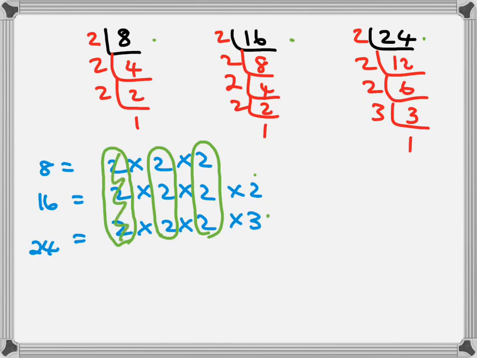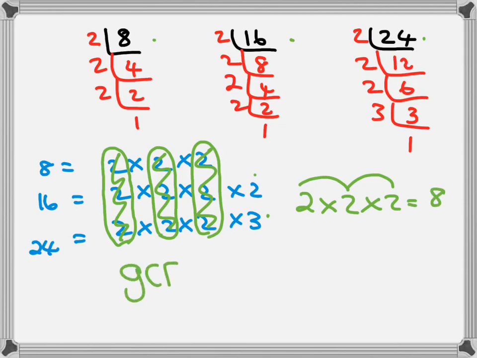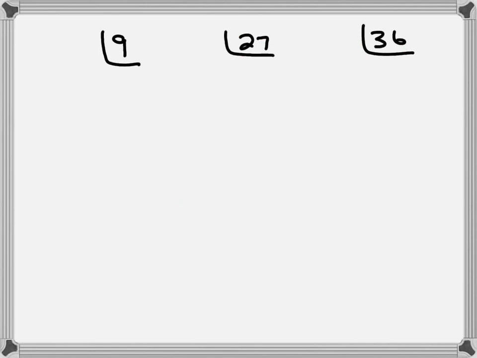So we're going to use these. This one we're going to write out once, 2 times. Then this one again once, 2 times. Then this one again once, 2. So 2 times 2 is 4, times 2 is 8. So the greatest common factor of these three numbers equals 8. Wasn't that easy? Let's look at the next one.